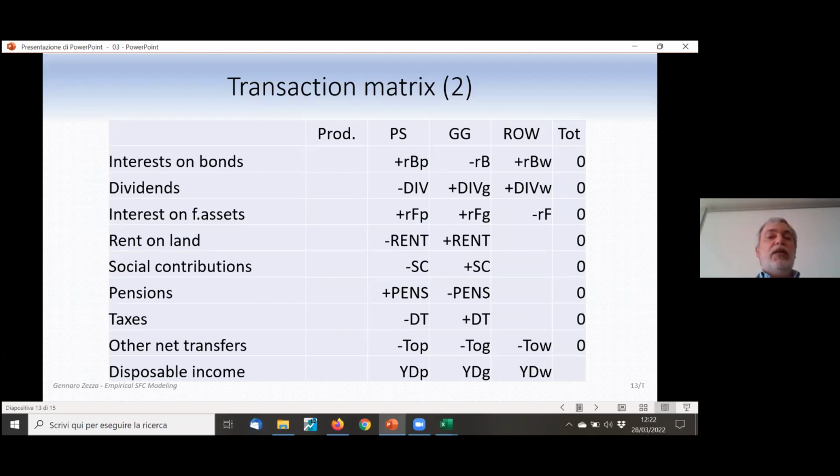Then the next part of our transaction matrix will imply payments on capital, so the interest on bonds. And here the theoretical variables are taken from my balance sheet. So this RBP is the interest the private sector gets on its government bonds. RBW is what the foreign sector gets on the government bonds it owns, and so on. But we don't have this data. We need to estimate them. They are not present in the table that I've shown you.